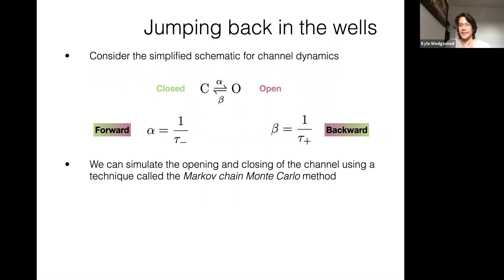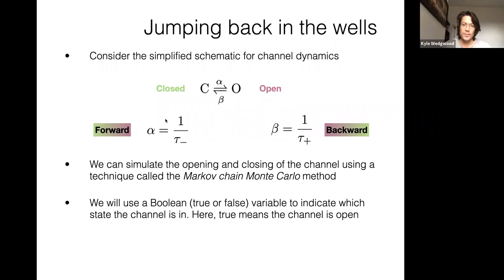And we simulate the opening and closing of these channels. The simplest way of doing it is something called the Markov chain Monte Carlo method. And really all we're going to do is chunk along in some small time windows, and ask ourselves, given that the channel is in one state, what's the probability of it transitioning to the other? And then simulate that process as if we were tossing a coin in this example.